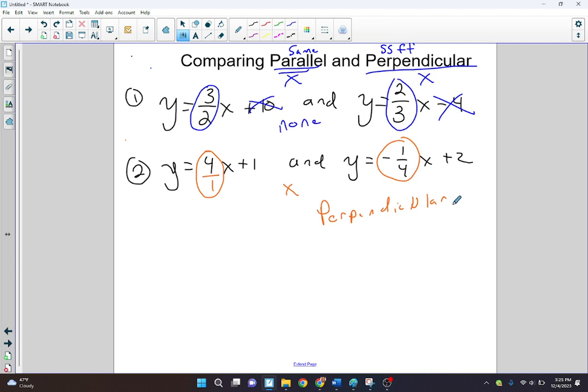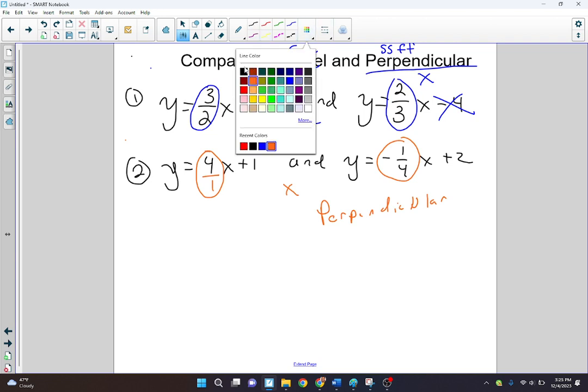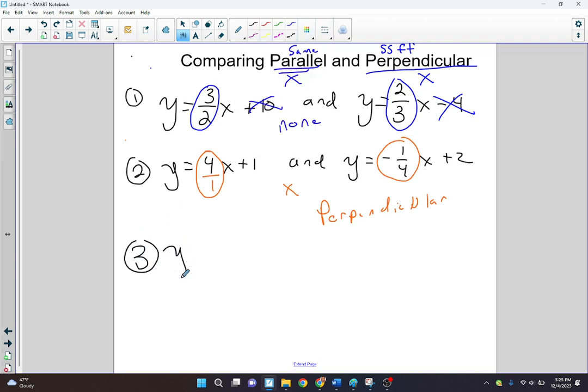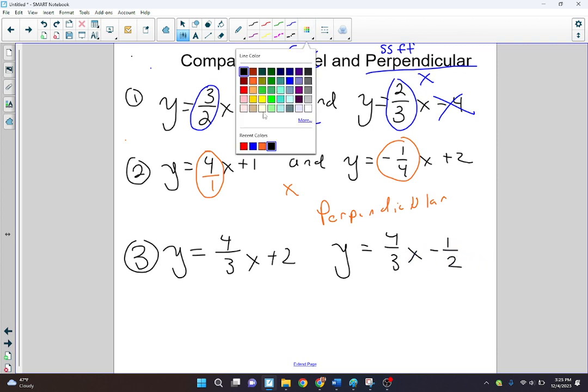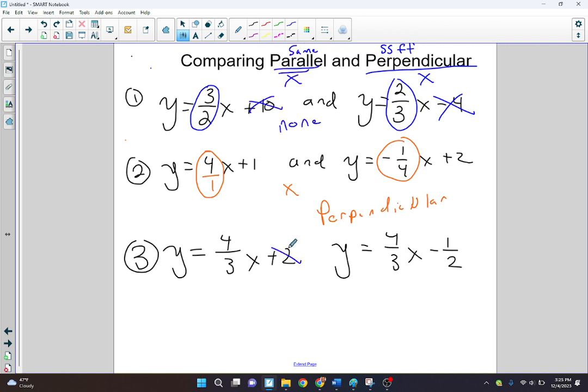Can you give examples of how to do parallel? Just write the same slope. So something like an example of parallel: does it have to be the exact same numbers? Not the same numbers, the same slope. It's a 4 over 3? Yeah, okay. So in this case, remember, I don't care about the y-intercepts. Don't look at that. You only care about the slopes. They're the same, so this one would be parallel.